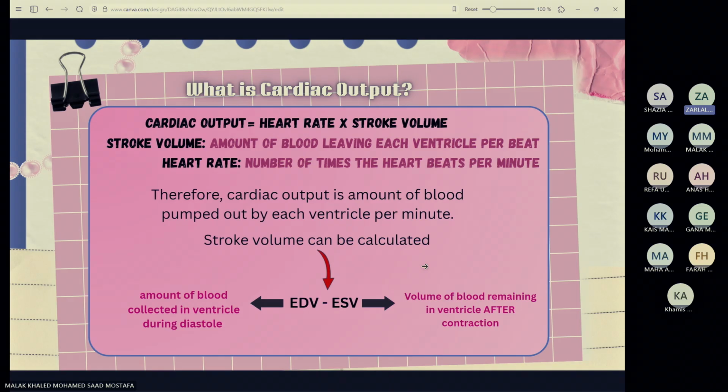Stroke volume is equal to the end diastolic volume minus the end systolic volume. So what is the end diastolic volume? End diastolic volume is basically the amount of blood that's in the ventricle during diastole, so while the ventricle is relaxed. And end systolic volume, I think you touched upon it with Malak. It's the volume of blood that remains in the ventricle after contraction. So the difference between them will basically give you the total amount of blood that actually left the heart per beat.